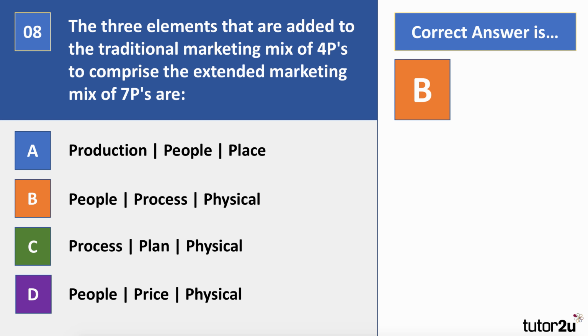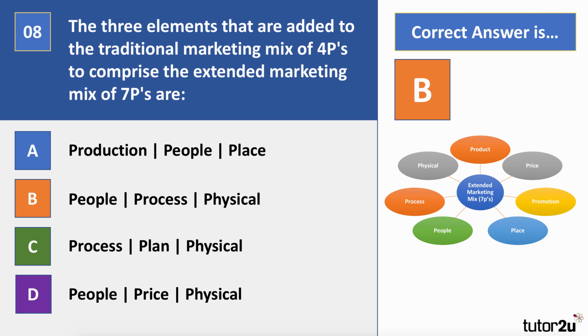The people, those involved in the delivery of the product or service, the process by which the product and service is executed, is delivered, and also the physical environment in which the product or service is delivered. Three critical parts of marketing mix based on the extended mix model.